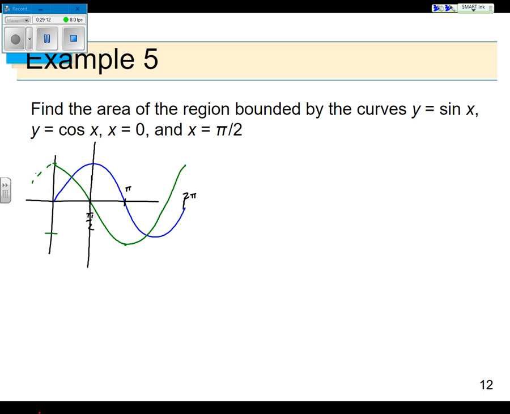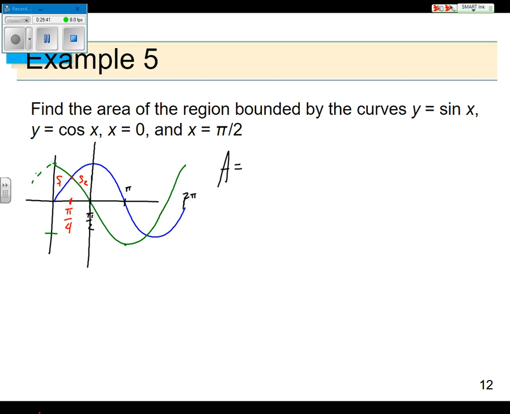I'm going to call these sections S1 and S2, or you can do A1 and A2, it doesn't matter. But my area between those two curves, I'm going to have to split this up. First of all, I'm going to need to find out what this magic point is in the first quadrant where sine and cosine take on the same value. Pi over 4, right? Sine of pi over 4 is square root of 2 over 2. Cosine of pi over 4 is square root of 2 over 2.